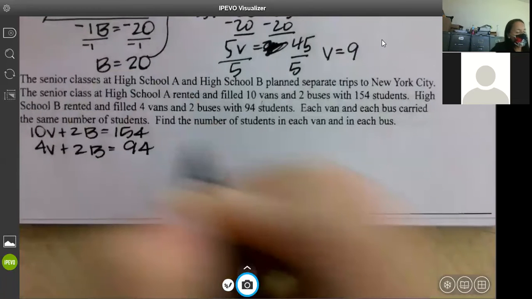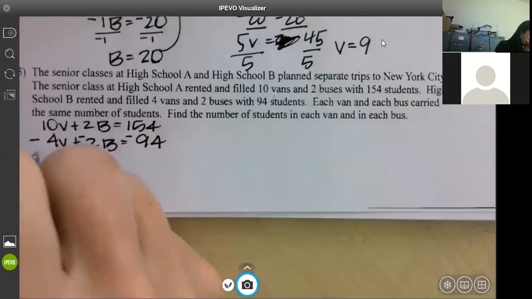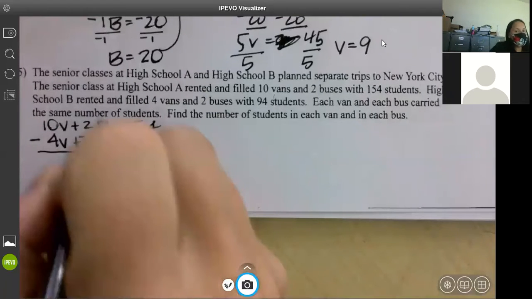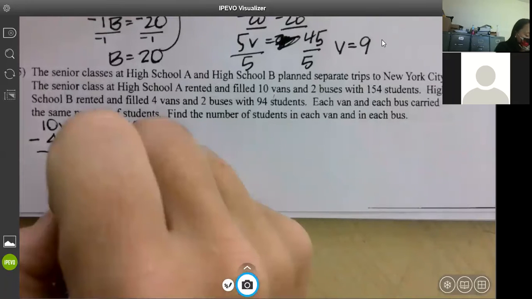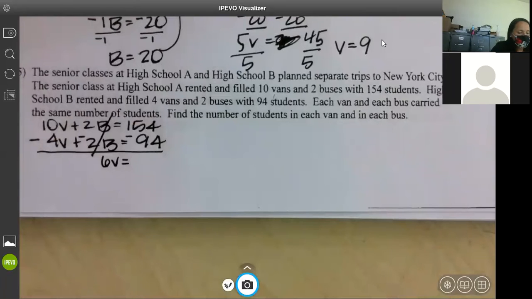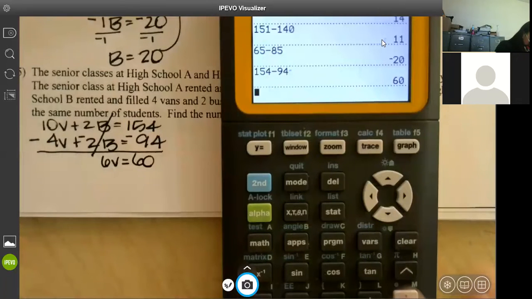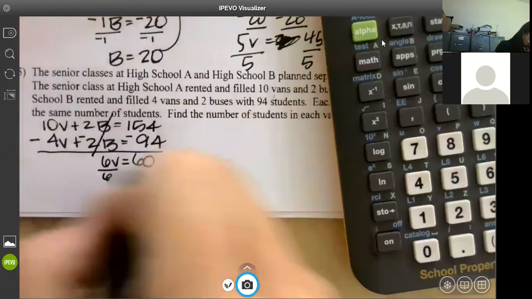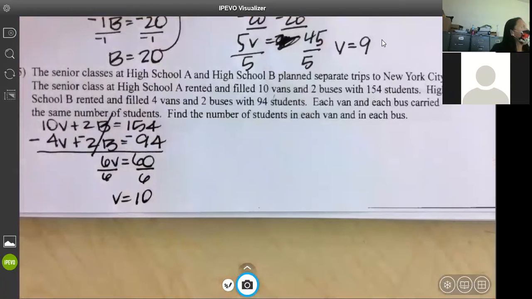What can I do to solve them? Change the signs. My two B's match. To get them to cancel out, we just change their signs. What's 10 minus 4? 6V. 154 minus 94. What do we get? 60. How do I solve? Divide by 6, and V equals 10. What's that mean? 10 people on the van.